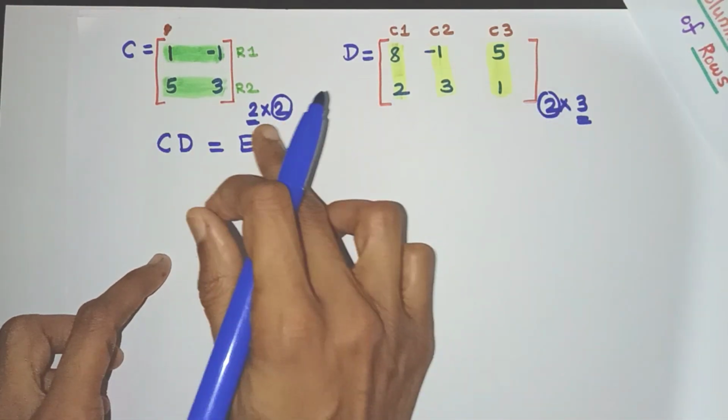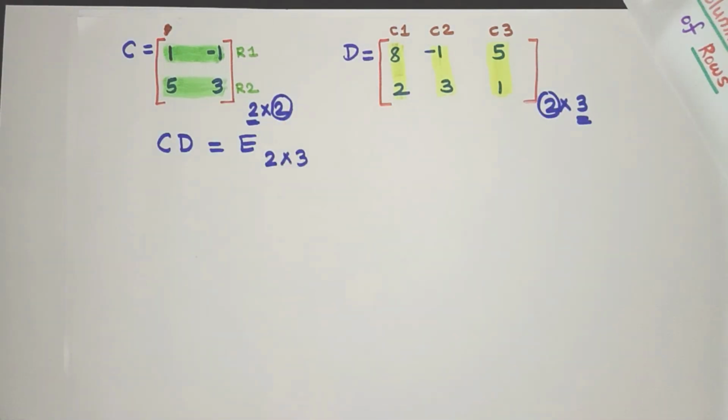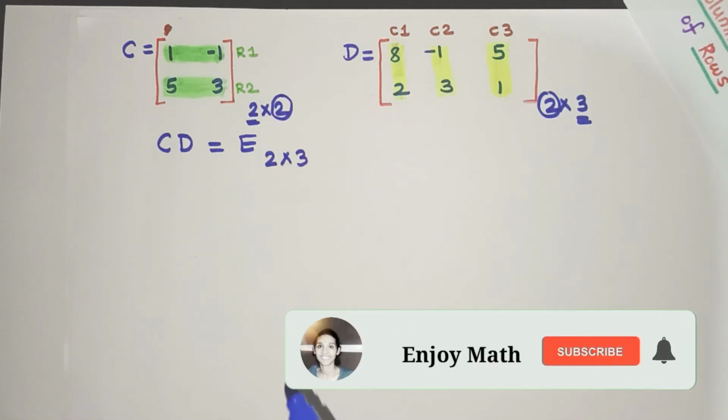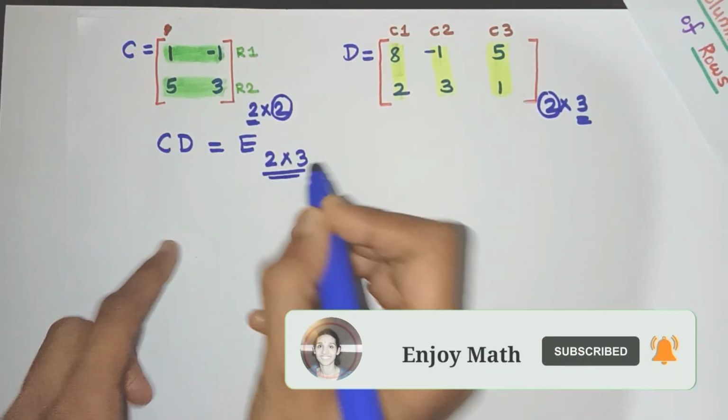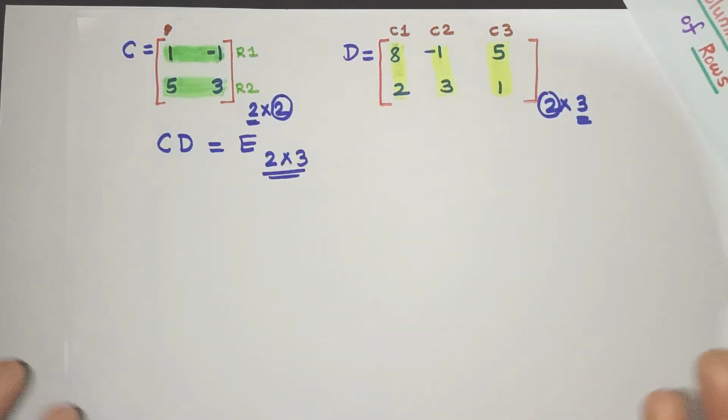Since you already took these two numbers to check whether you can multiply the two matrices, these two numbers are left. Those two numbers you will take as the order of the product matrix. So that way you can easily remember. I hope you got this, friends. Now we know what the order of the product matrix is going to be.